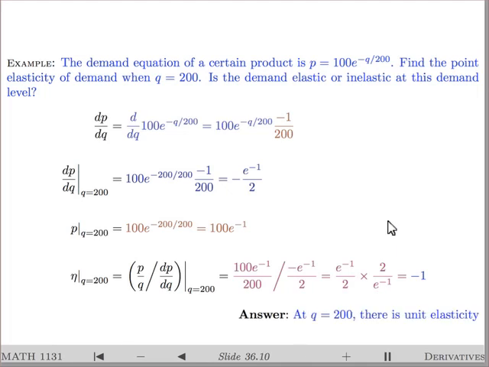So it has unit elasticity. We'll see what this means in general terms in the next chapter. So bye for now.